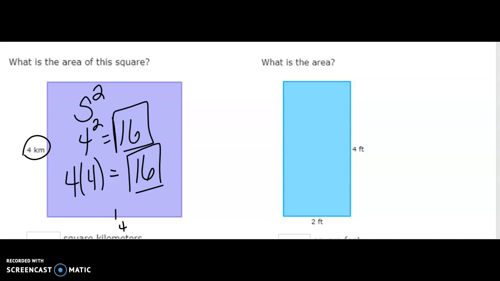So what is the area of this rectangle? So base times height. It really doesn't matter which one's the base or which one's the height. You're still going to multiply them together. So 2 times 4 is 8.